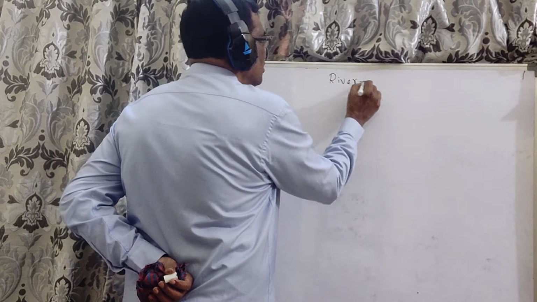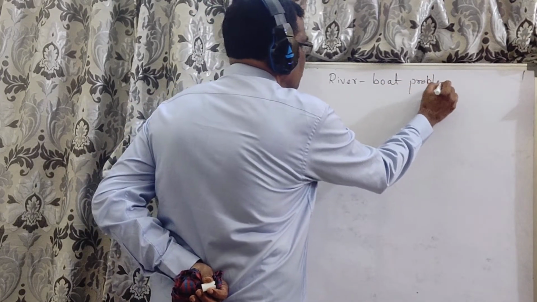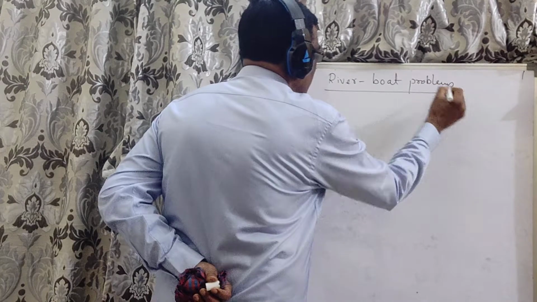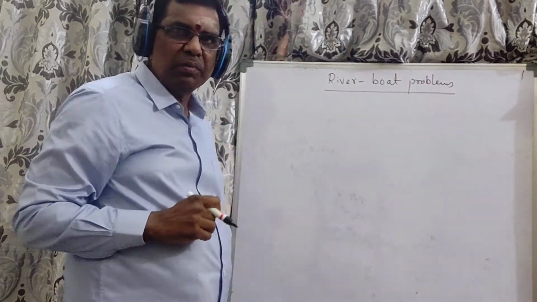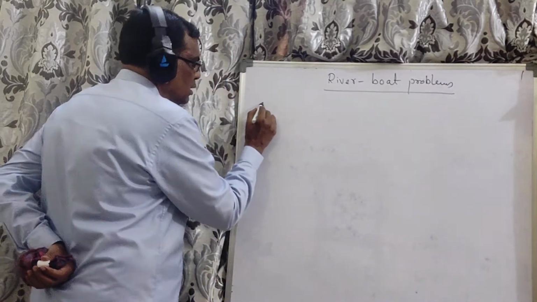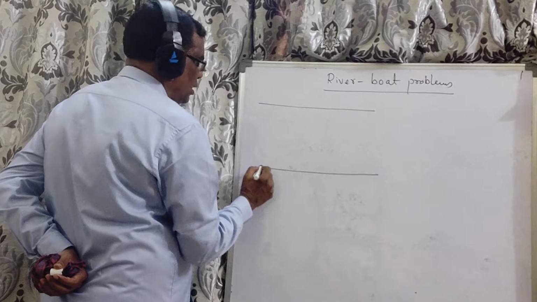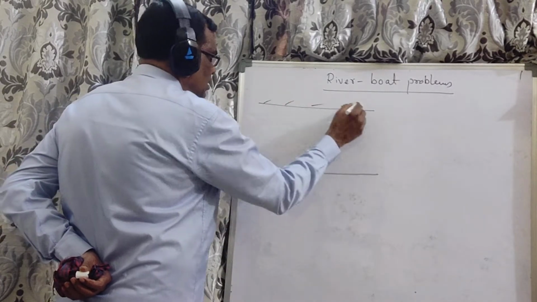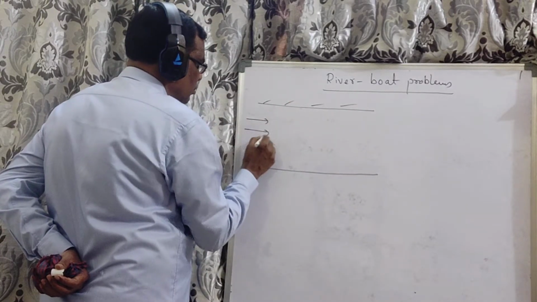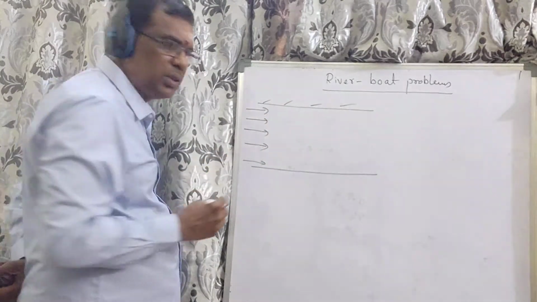river boat problems. River boat problems. Now I generalize this. This is one side of the river bank. This is the other side of the bank. This is how the river flows.